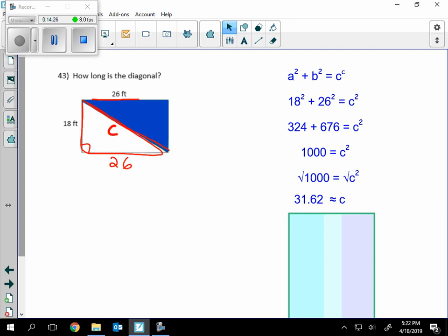Did they ask us to round? They didn't. That's probably a mistake in the question. They would normally ask us to round some amount. But that diagonal is about 31.62. And that makes sense too. I needed it to be longer than 26.